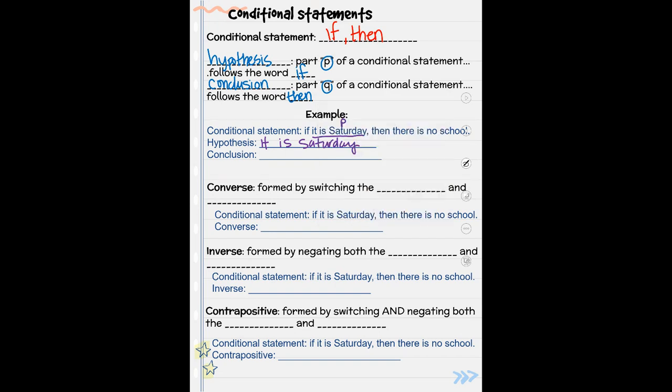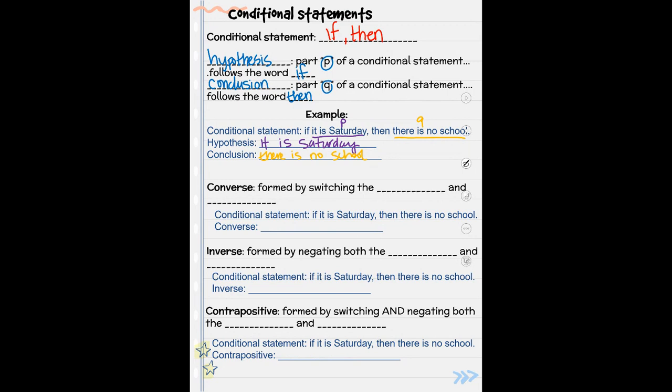Then what's our conclusion? Whatever is after then. So this is the Q part: there is no school. And that's it. A conditional statement has a hypothesis and a conclusion: what follows the if, what follows the then. Now we have some other statements we can make based upon our conditional statement. We can make a converse statement, an inverse statement, and a contrapositive statement.